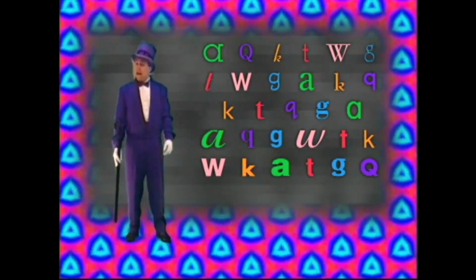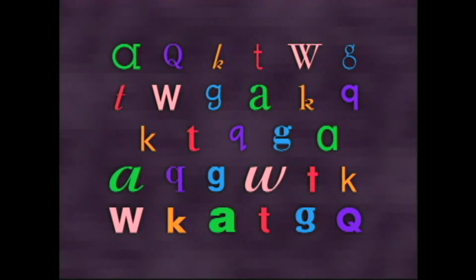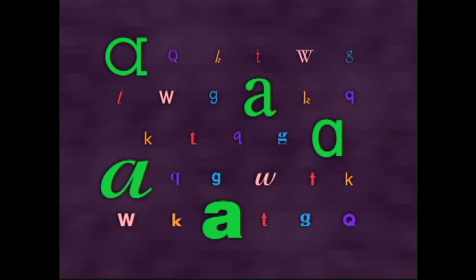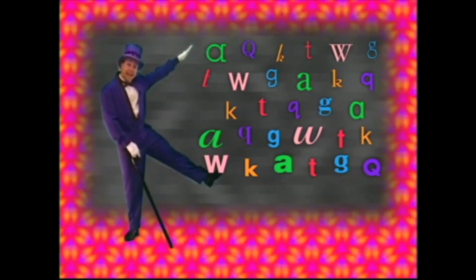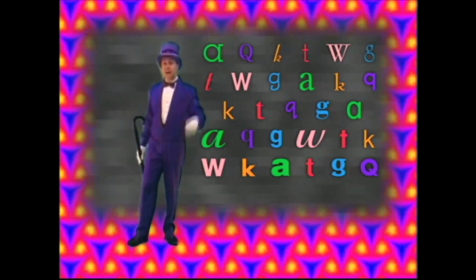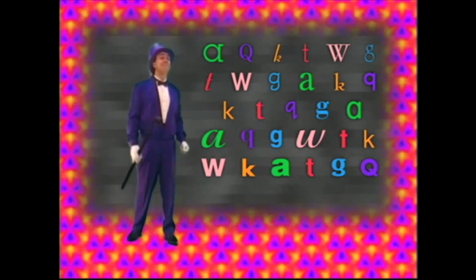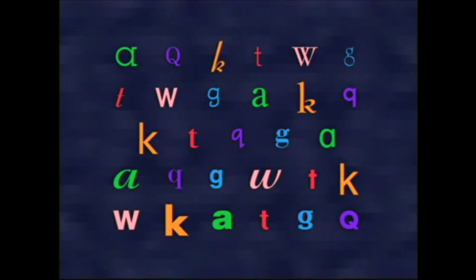Tell me their color before I say. The A's are green. Now look for the letter K's. Tell me their color before I say. The K's are orange.